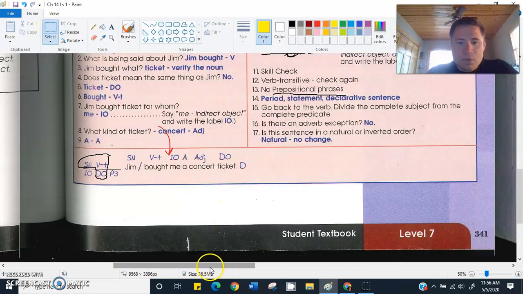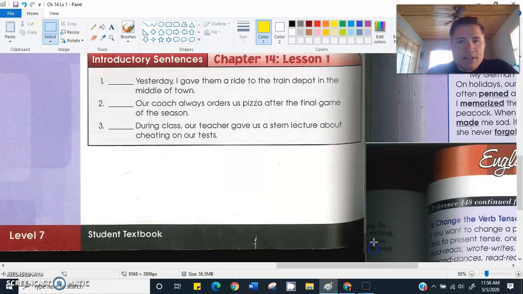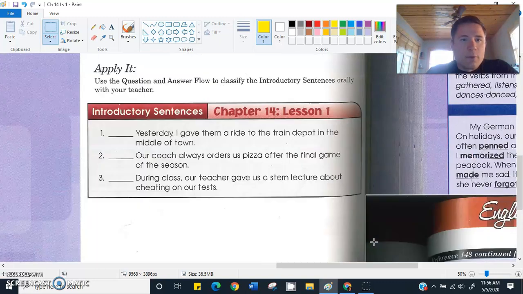Now, moving on to page 342. Before we learn about object pronouns, let's do a few introductory sentences together. You can turn up my speed a little if this is familiar to you. But let's look at number 1. Who gave a ride? I gave a ride. I is a pronoun, SP.